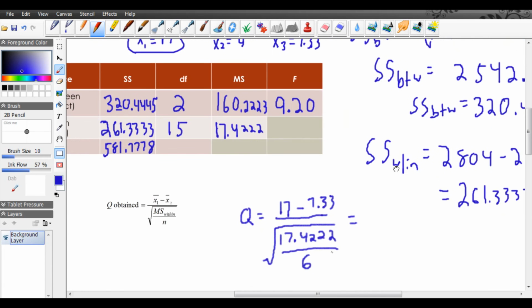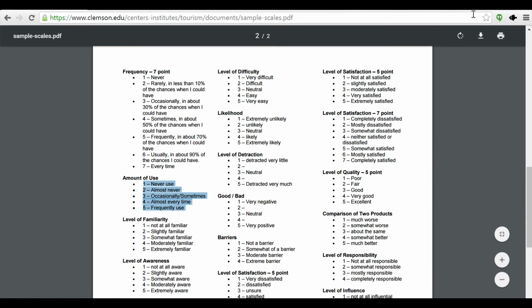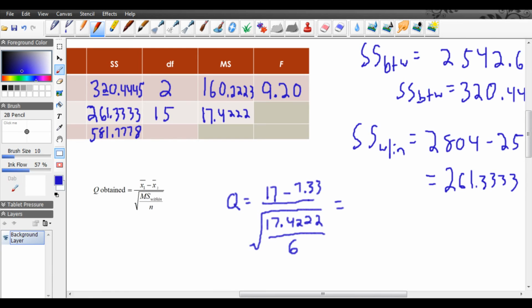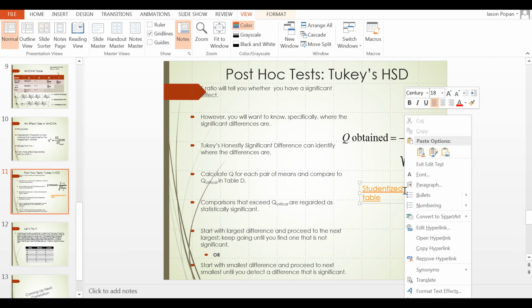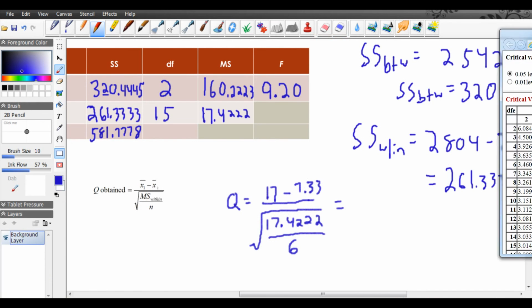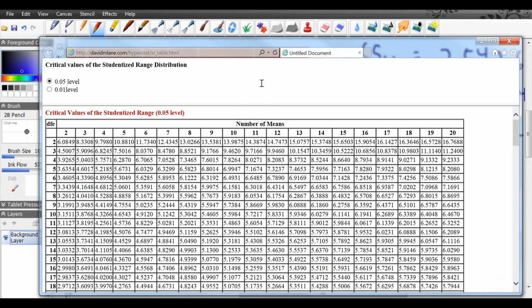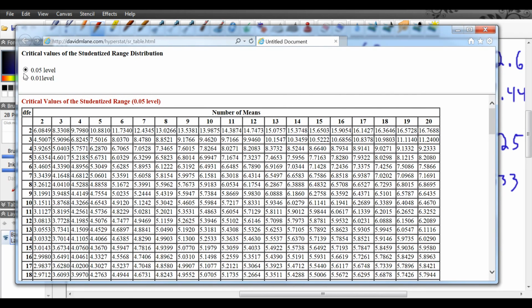And we can get our Q obtained, which we're going to compare to a Q value from the table that's linked in the slides. So I'm going to go ahead and open that table and see what value we need to get to be statistically significant. So we're going to leave the overall alpha for our post hoc test at 0.05.